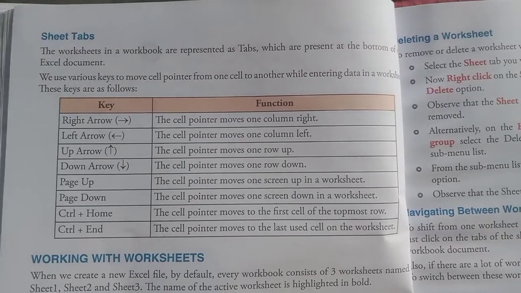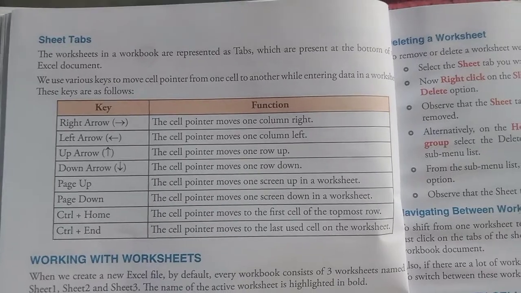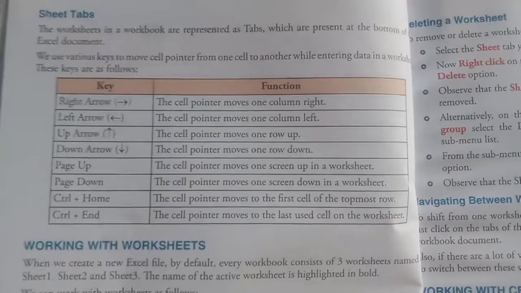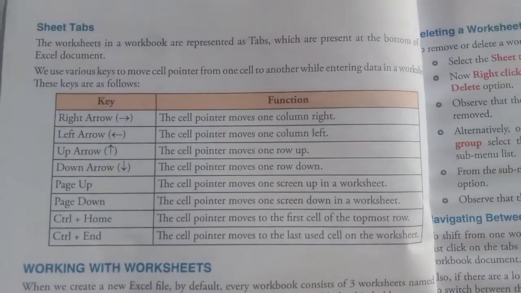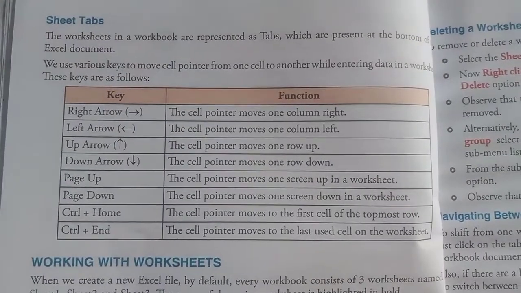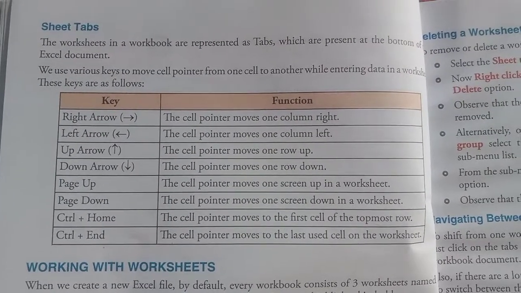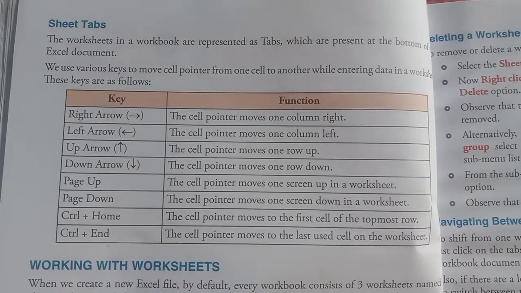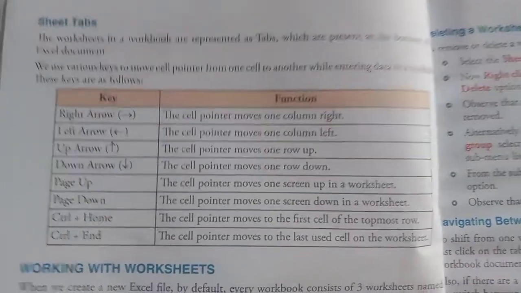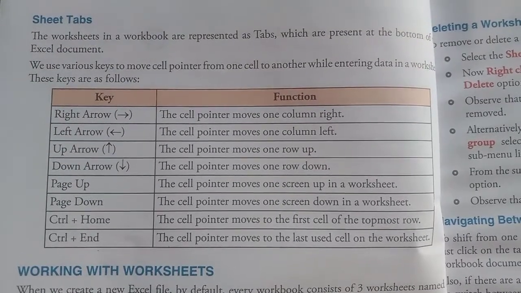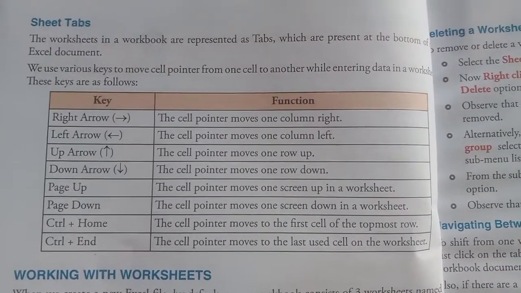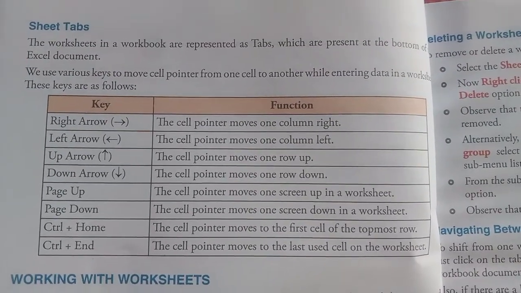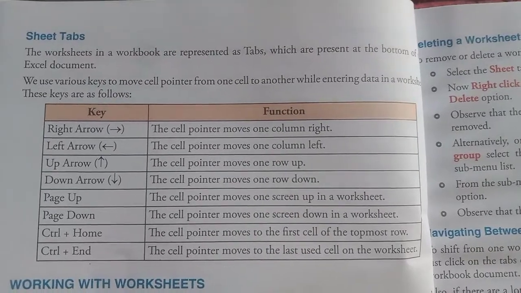We use various keys to move the pointer from one cell to another while entering data in a worksheet. These keys are as follows: right arrow key, left arrow key, up arrow key, down arrow key, page up, page down, and control plus home. Whenever you press control plus home, the cell pointer moves to the first cell of the topmost row. If you want to go home, you have to press control plus home.